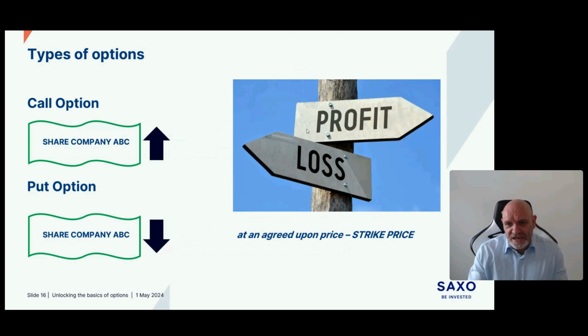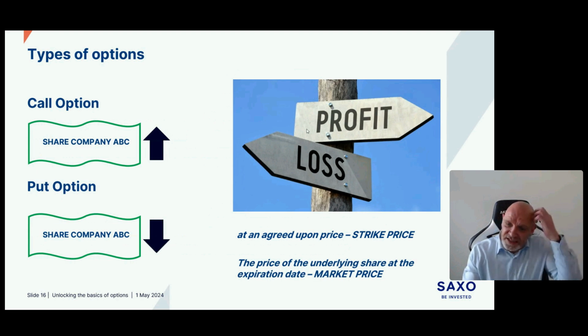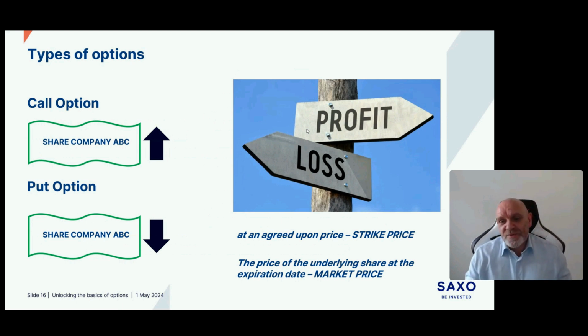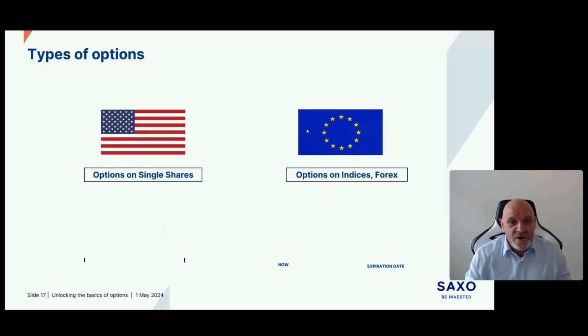And once again, at an agreed upon price, the strike price, and at the moment of exercise, before or at the expiration, you buy or sell, depending on the option you had, at the market price. In the case of the put options, if the market price is 80 at that moment, you have the right to buy it back at 80, while you have the right to sell it at the strike price. Okay.